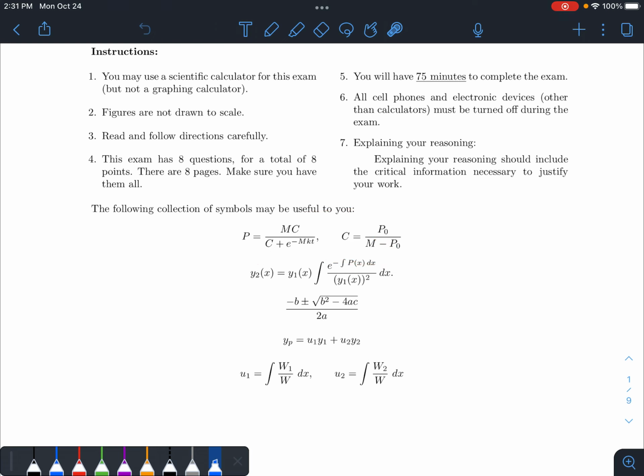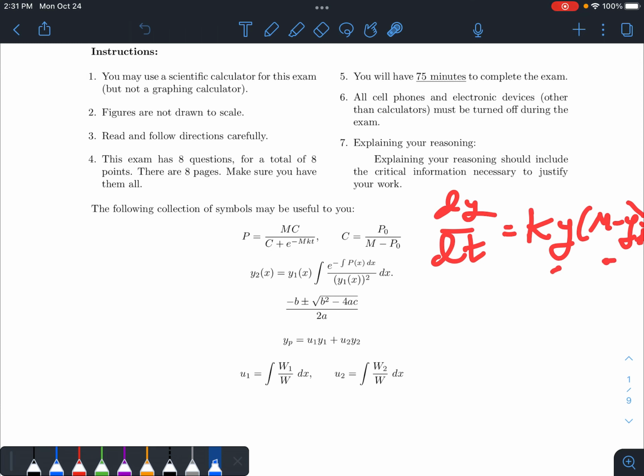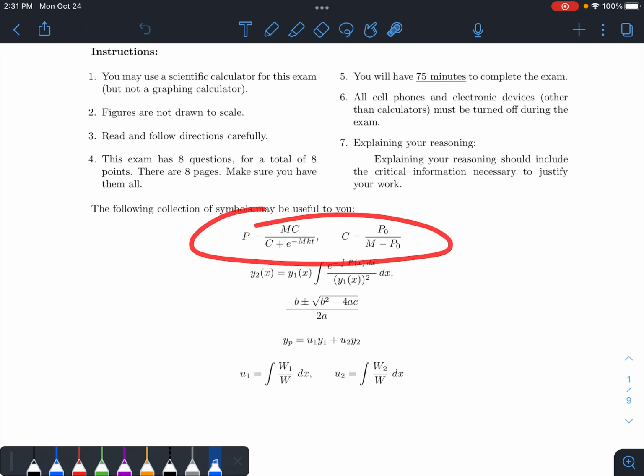This up here is the formula for a logistic equation. So when you have dy/dt is proportional to y times (M minus y), it's proportional to the population present and then M minus the population. So M is your carrying capacity. I probably should have used p's instead of y's here, but whatever. So this is the formula for that.